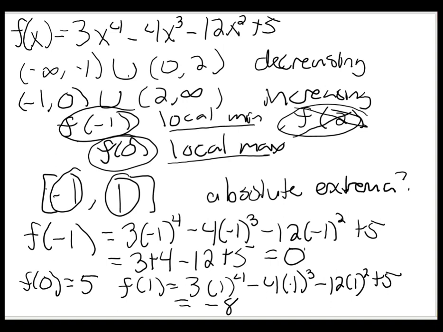So then what that's telling us is our absolute extreme value will be, well, you have 5 being the absolute maximum it could be, and -8 at f of 1 is the absolute minimum it could be.